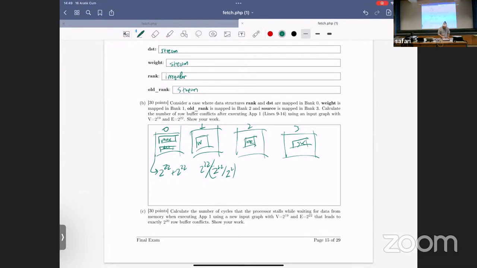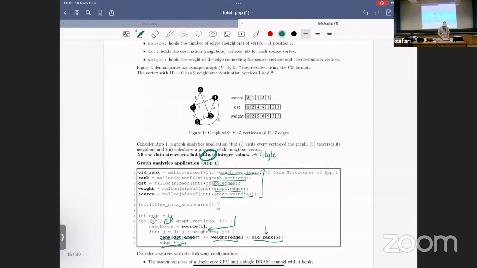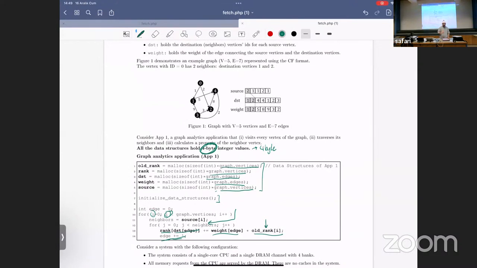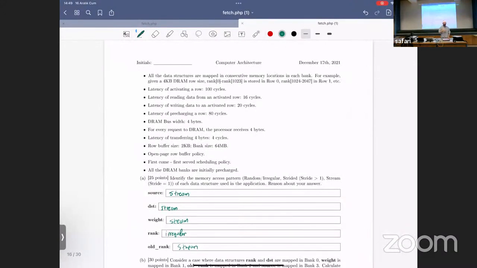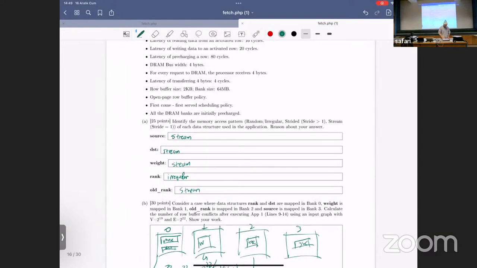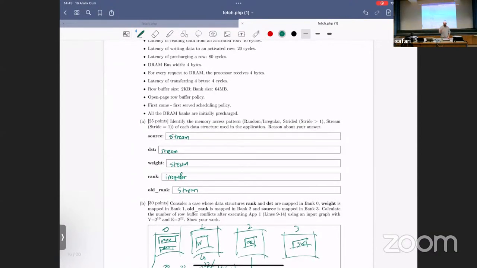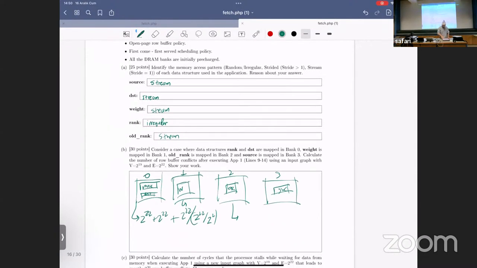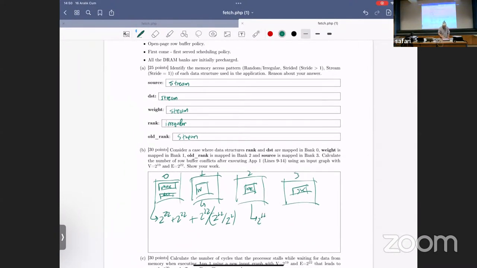Then, just for this one, for the old rank, how many accesses do we need to do? We need to do fewer accesses here. This is a tricky one, I guess. It depends on the external loop. So we need to access it 2 to the power of 19 times because it depends on the number of vertices, right? Yes, it's stored in a register, because in the internal loop you use it, right? So it's 2 to the power of 19, again, divided by 2 to the power of 11, divided by 2 to the power of 2, because we have 4 byte values.